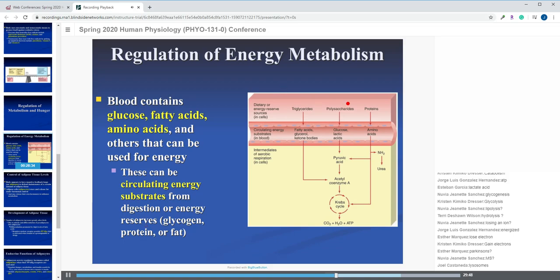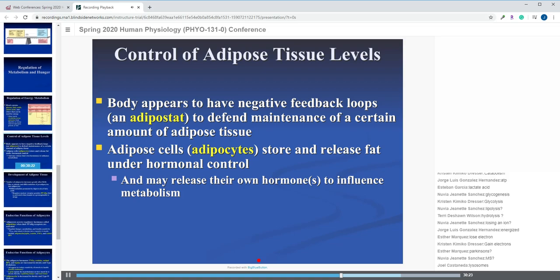So here you can see in this picture the molecules at the top are the energy reserves which are stored in the cells. And then in the middle, these are circulating energy substrates that are circulating in the blood. And these can be used as energy by undergoing cellular respiration.